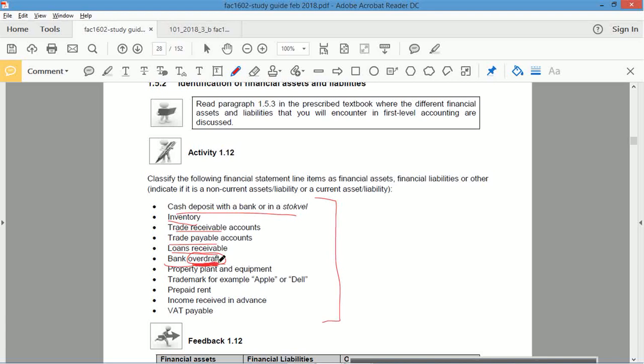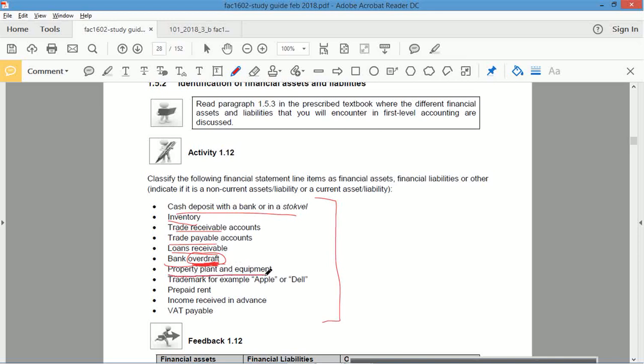Bad debt is when your customers don't pay you. A bank overdraft is when you don't pay the bank, and you owe the bank. An overdraft is when you have an account that allows you to use more than you have, and then you have to pay back. It's like a credit facility.